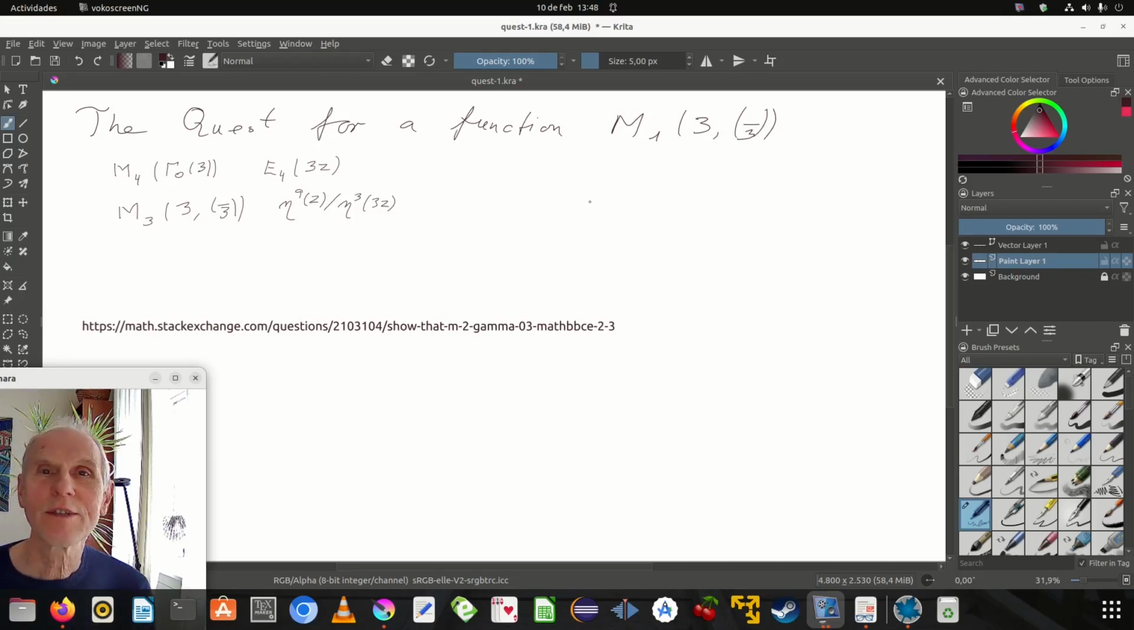Hello, this is Saturday, February the 10th, 2024. My study of modular forms has led me to a search of a modular function of level 3 of order unity. And I want to document my work on finding such a function, whether I succeed or not.